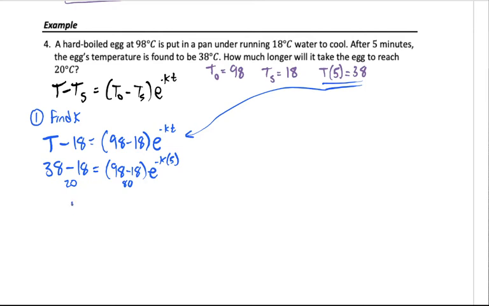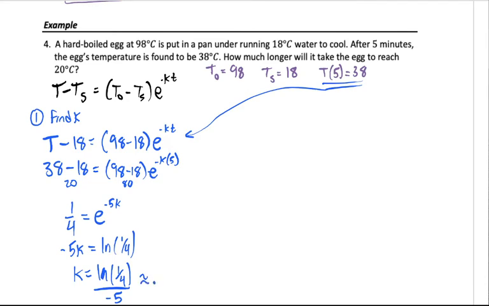So 20 divided by 80 is going to be 1/4 equals e to the negative 5k. Do a little switcheroo here, switch ourselves from exponential to log form. That's going to give us ln of 1/4, and then k is just going to equal that ln of 1/4 divided by -5. And in our calculator, we'll figure out what that is as a decimal. It is 0.277, and then we will store it.